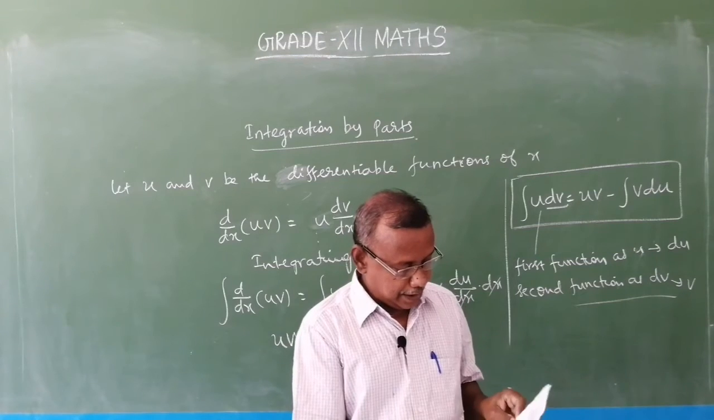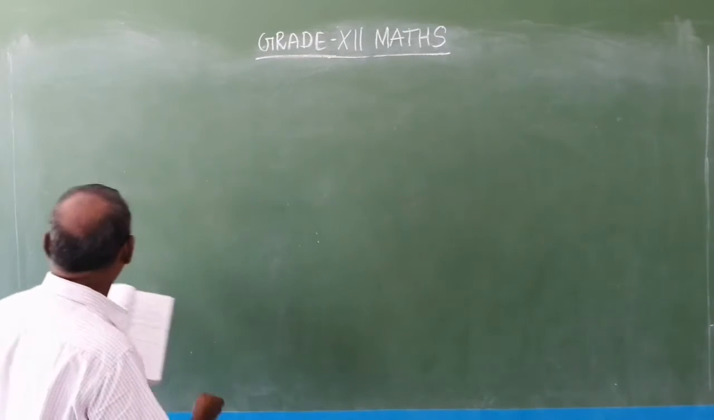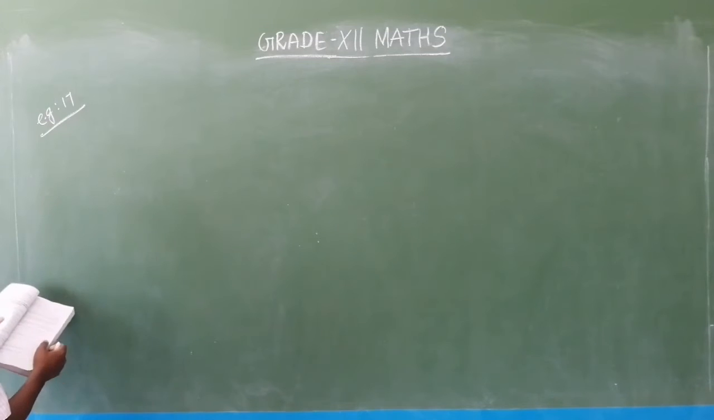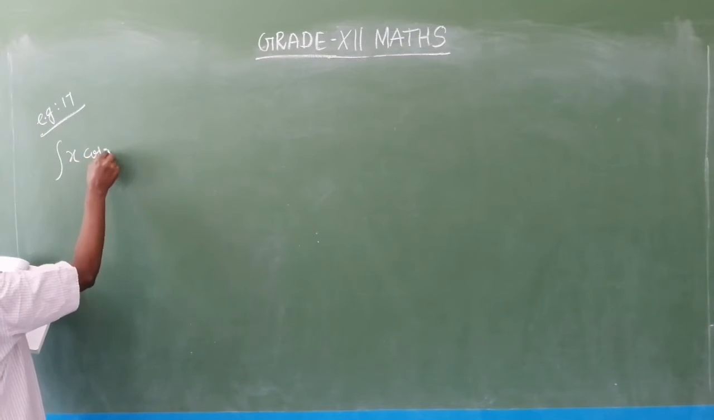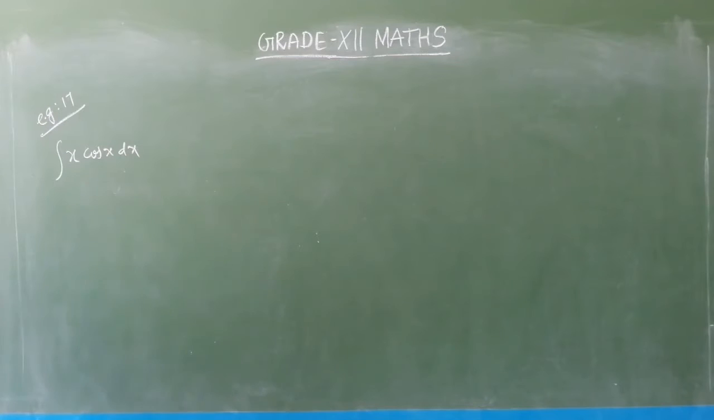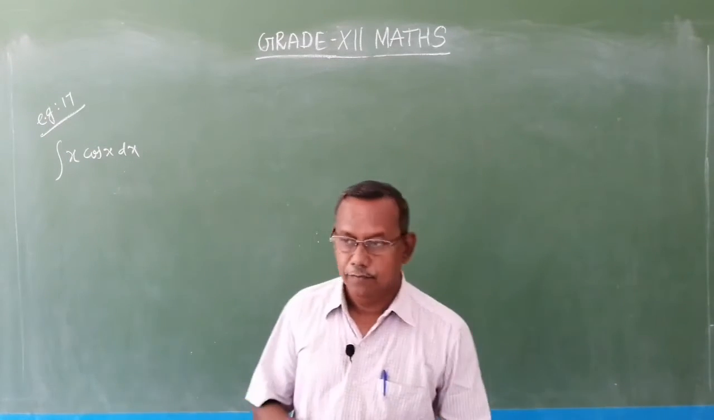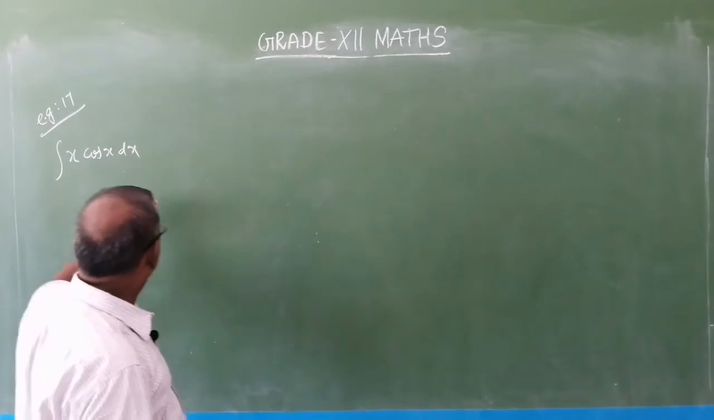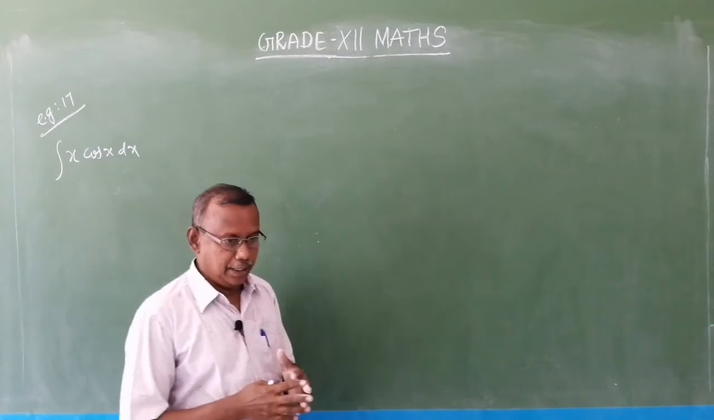So, let me start with example 17. Integral x into cos x dx. We are given the integral of x cos x dx. Now there may be a question: which one should be taken as u and which one should be taken as dv? I will give you tips.